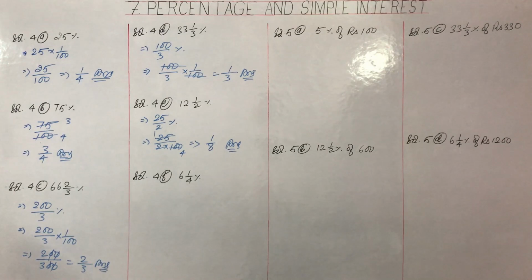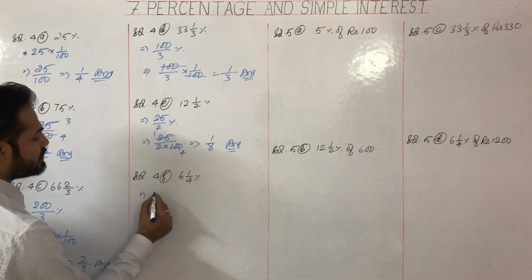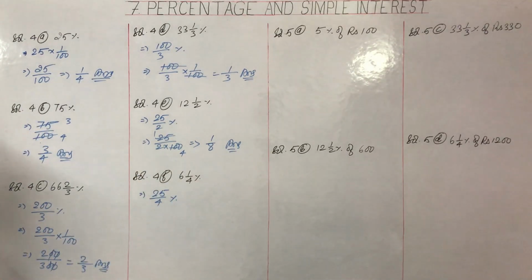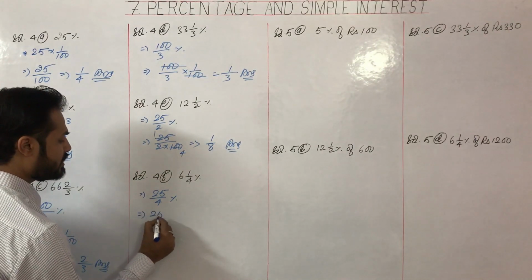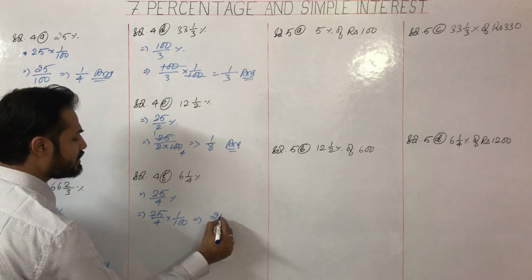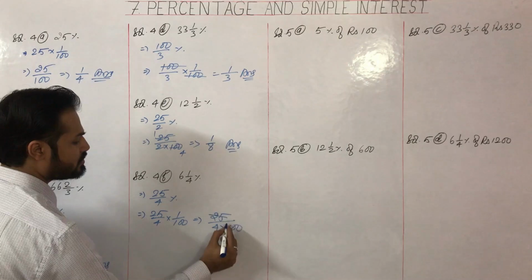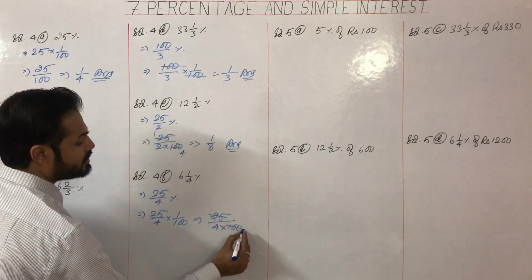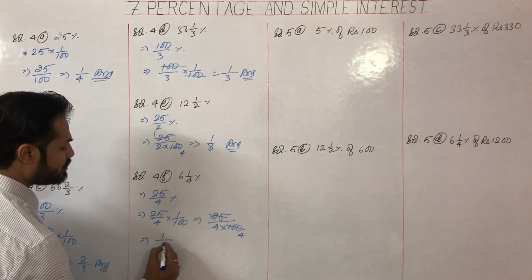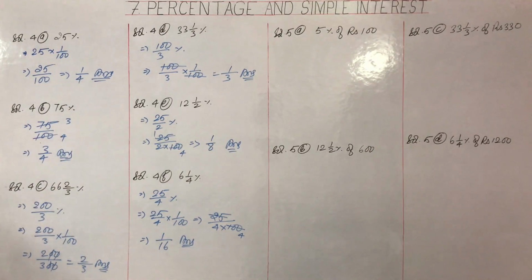Next, 6 1 by 4. So for 6 1 by 4, 6 into 4 plus 1, 24 plus 1, 25 by 4%. Next, 25 by 4 into 1 by 100. Then 25 by 4 into 100, and 25 into 1 is 25, 25 4s are 100. So 4 into 4 is 16, and the fraction is 1 by 16.